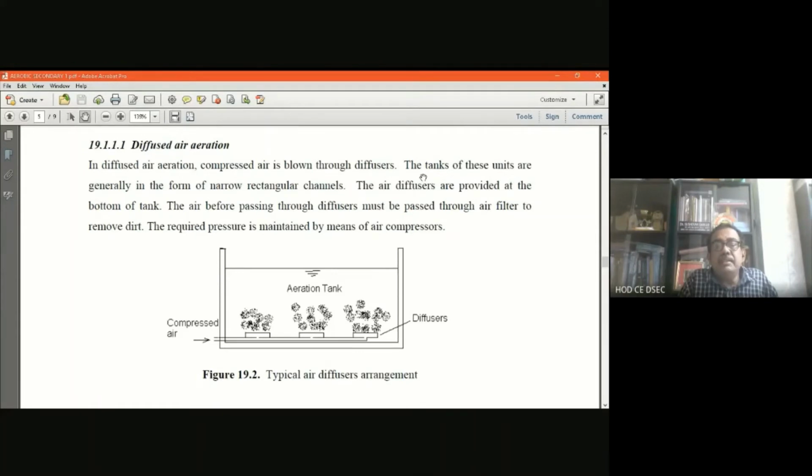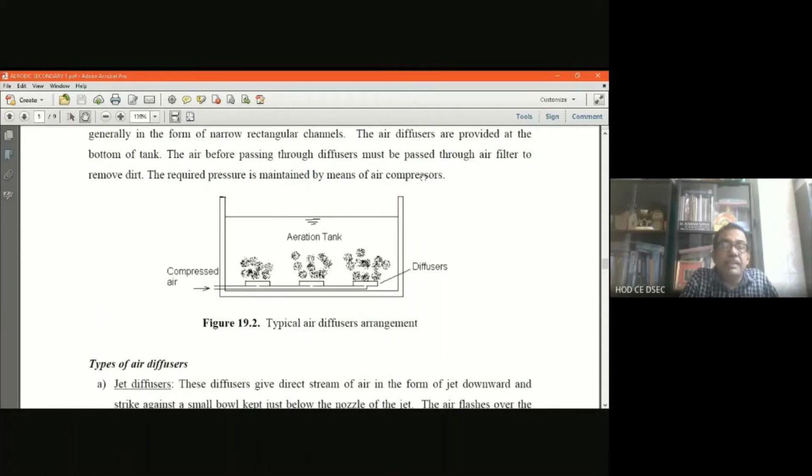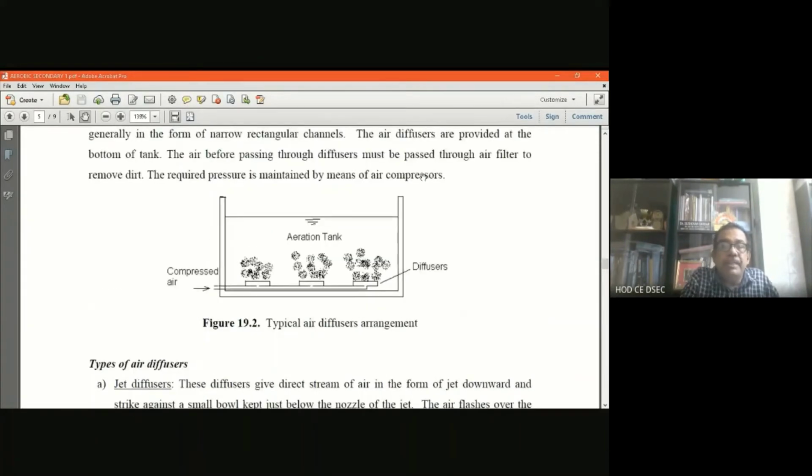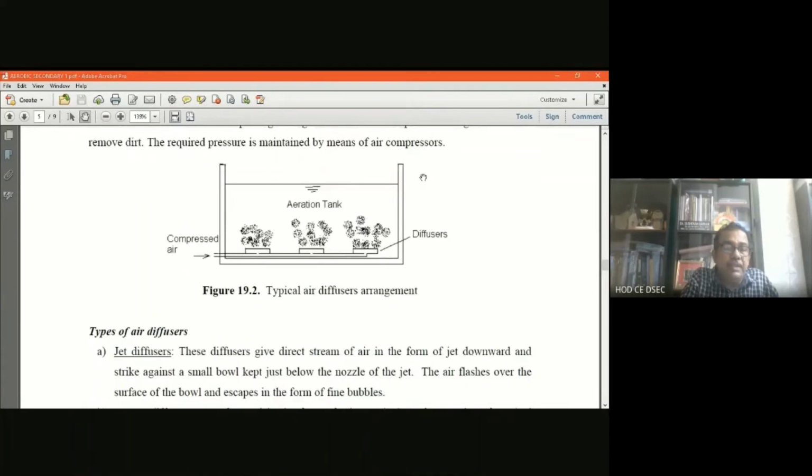Now, what is diffused aeration? There are diffusers, and they are placed at the bottom of the rectangular channel tank. Now these diffusers are provided at the bottom, but air, before passing to the diffuser, must pass through the air filter so that the diffuser should not be blocked, and the required pressure is maintained while passing the air. By means of the air compressor, that pressure has to be controlled to the diffuser when we are passing the air.